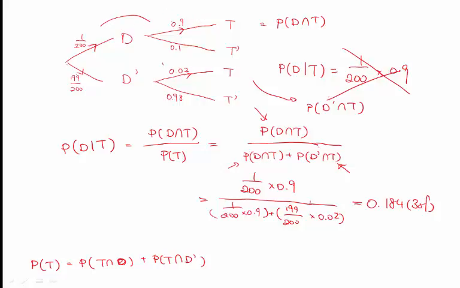Do take note that the important property here is that these events, D and T, are independent events, which is the reason why you can do this multiplication via the multiplication principle. If events D and T are not independent of each other, then that cannot be possible.